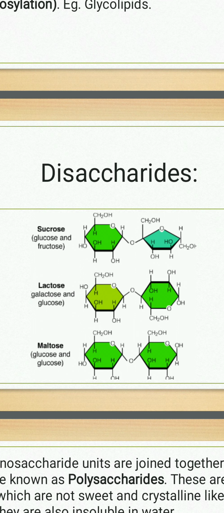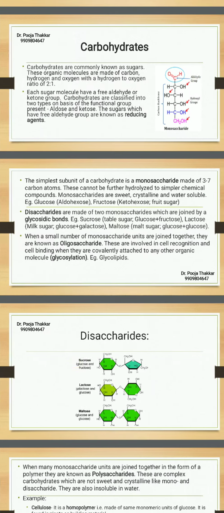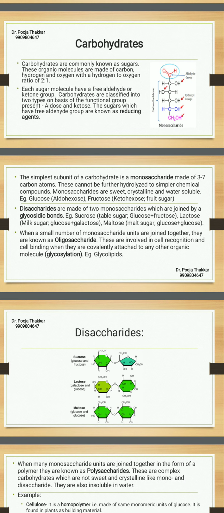The next example is lactose, which is made up of galactose and glucose. Likewise, the next example is maltose, which consists of two glucose units together. In this way, by forming a glycosidic linkage, it can be an alpha 1,4 glycosidic linkage or a beta 1,4 glycosidic linkage, or it can also form a 1,6 glycosidic linkage, depending on the components involved in bond formation. So disaccharides are of various kinds. Sucrose is also called table sugar, lactose is called milk sugar, and maltose is called malt sugar.